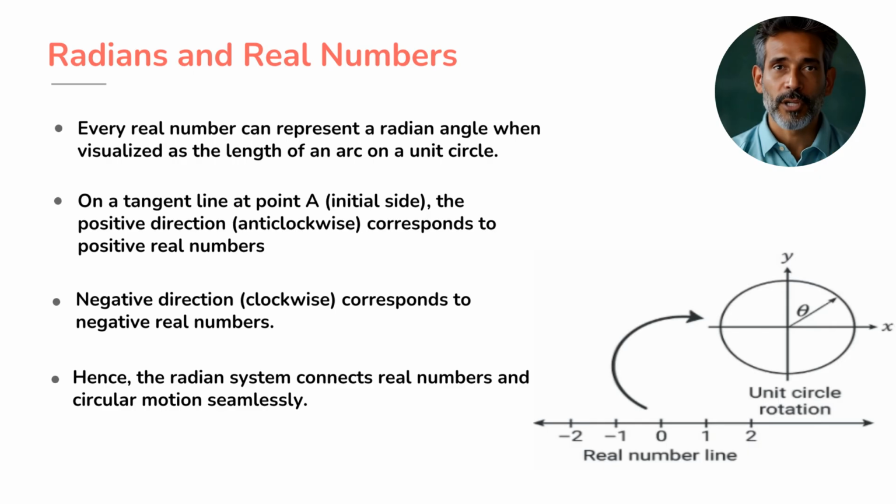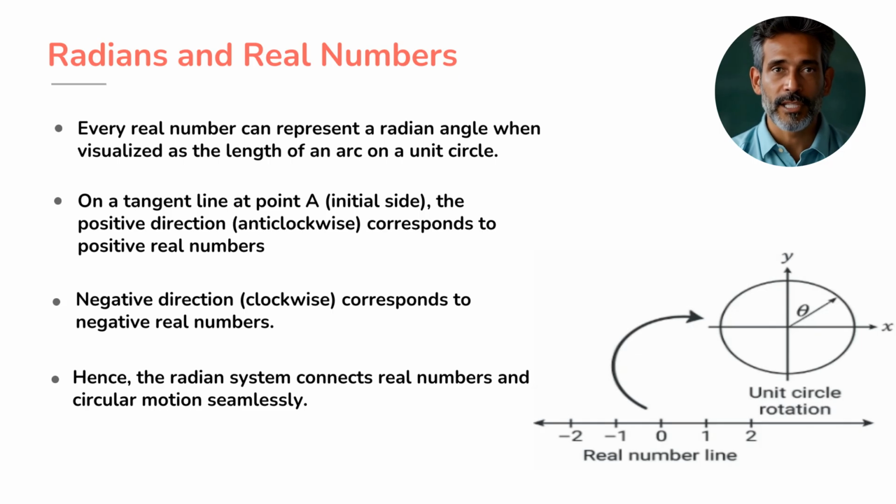Now here's a cool connection. Every real number can actually represent a radian angle when you think about it in terms of the unit circle. We can map each real number to an angle in radians, whether it's positive or negative, by imagining the rotation around the circle. If you consider the point on the unit circle as the starting point, and if you rotate the line anticlockwise, you get positive real numbers. If you rotate it clockwise, you get negative real numbers. This gives us a way to think about radians as a smooth, continuous measure of angles represented by real numbers. So, radians and real numbers are closely related.